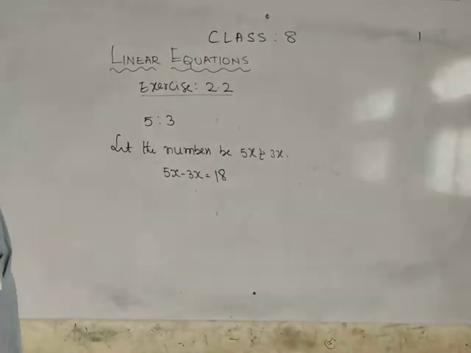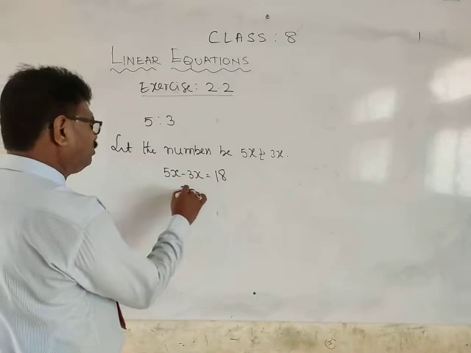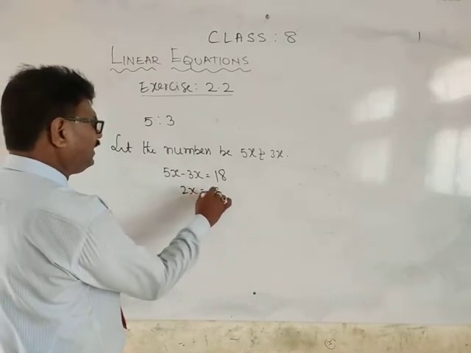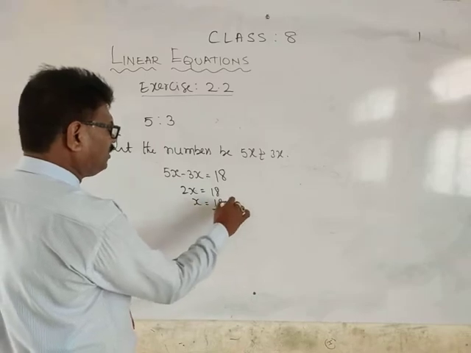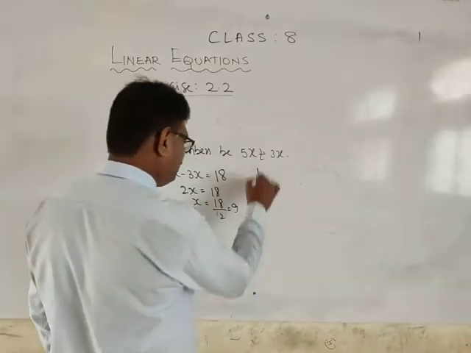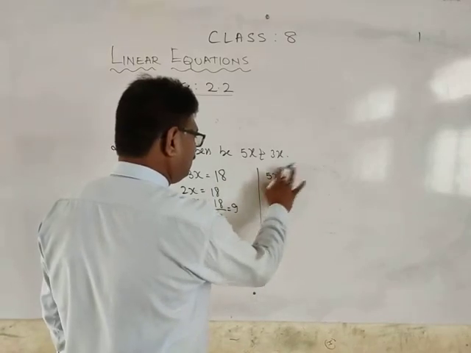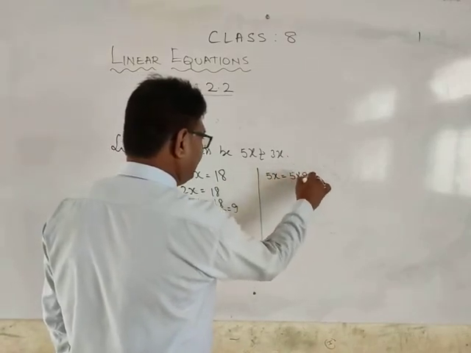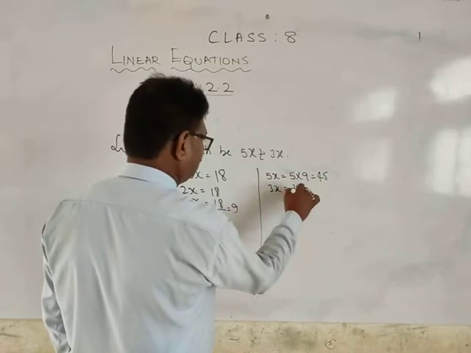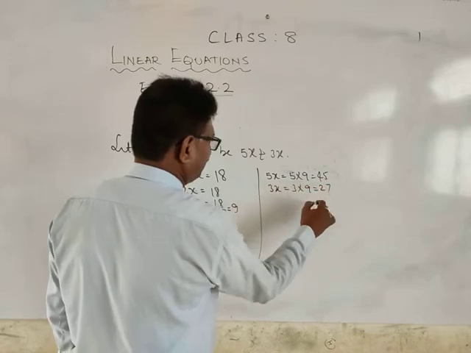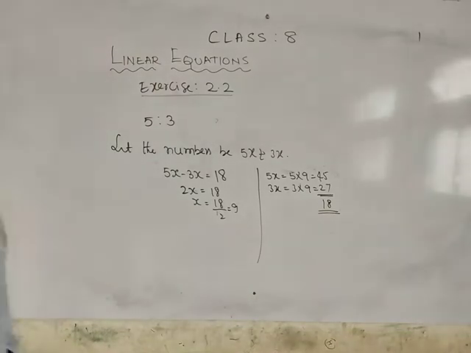That's all. Then what are the numbers? Very simple. Now 5x minus 3x means 2x is equal to 18. x equals 18 by 2, therefore 9. Therefore the numbers are 5x, that is 5 into 9, 45. 3x, 3 into 9, 27. Therefore the difference is how much? 18. Like this. Okay?